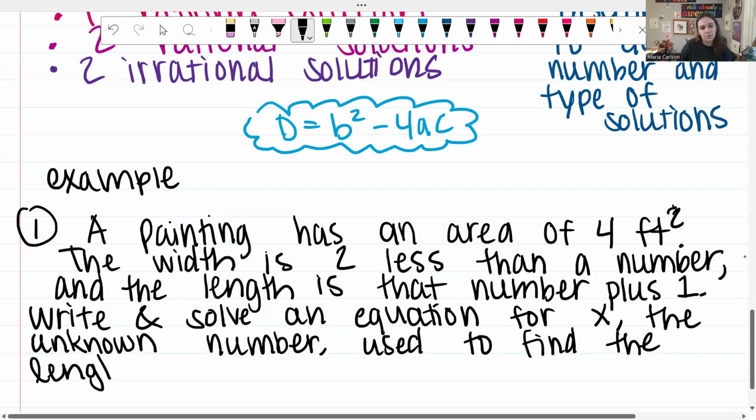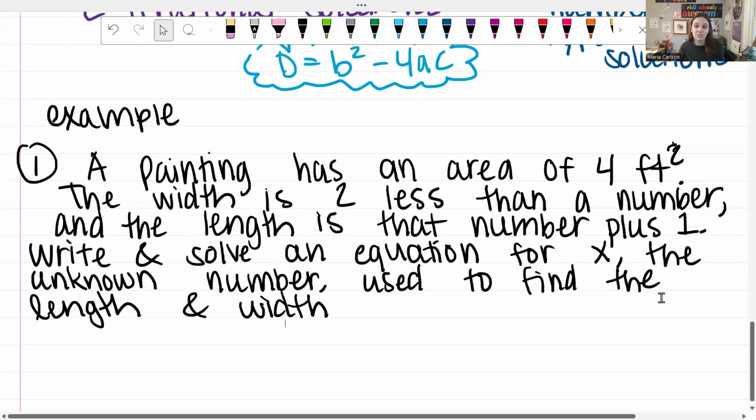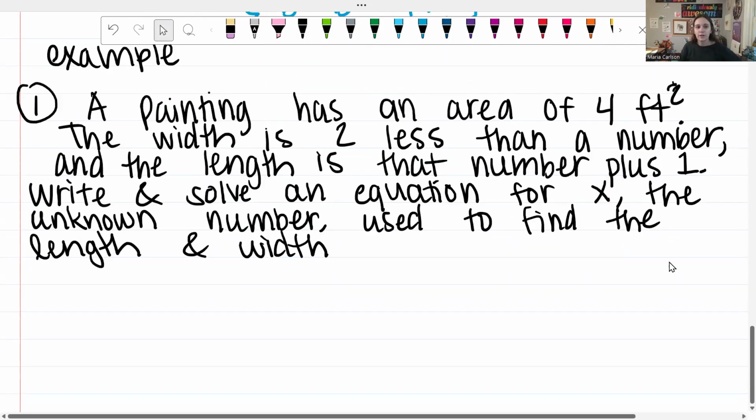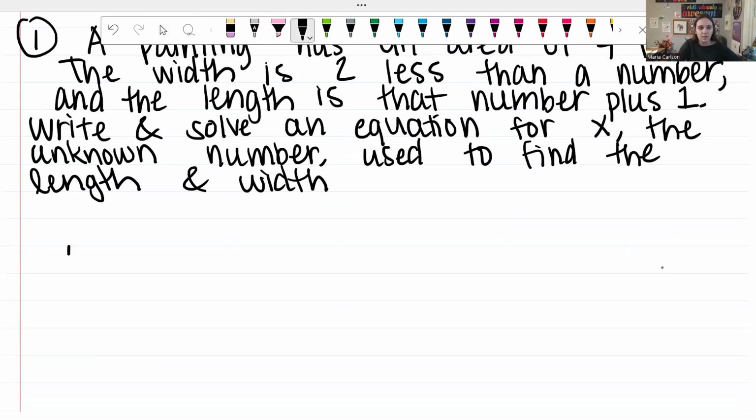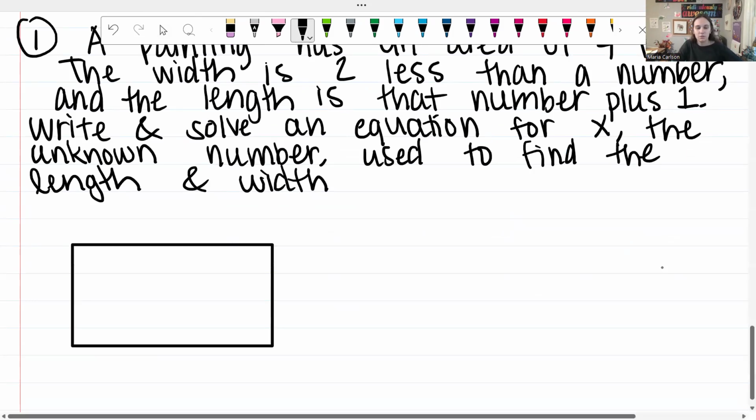All right, so this word problem actually doesn't really need a picture. It doesn't come with a picture. We could piece this together on our own. So this painting has an area of 4 feet squared. The width is 2 less than a number, and the length is that number plus 1. So this is just a rectangle, right, with a length and a width.